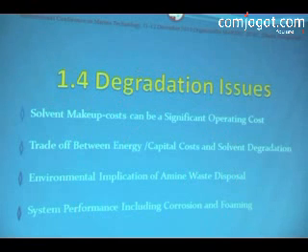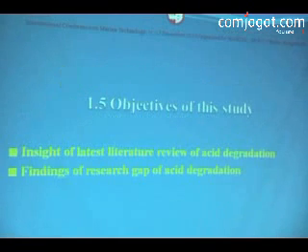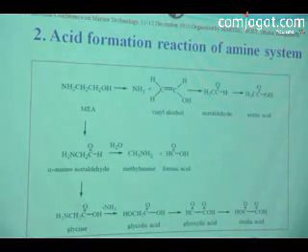The objective is to give insight into the latest range of acid degradation and the findings of some research on acid degradation. This is the reaction showing how acids form in the absorption process. For example, I am showing only monoethanolamine here. I already showed the three types of amine used in this process: primary, secondary, and tertiary. So here I am showing MEA, a primary amine.